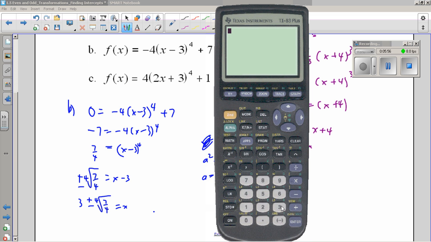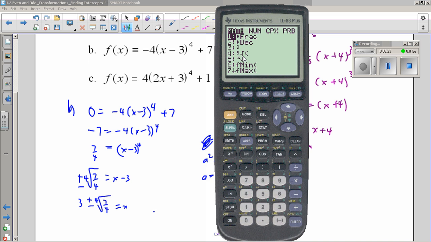I'm going to try this. So I go 3 plus, now I've got to put in the fourth root. The fourth root, notice I don't have a fourth root button. You won't have a fourth root button. But what I do have is under my math button, and you'll have this button on your calculator, this xth root.